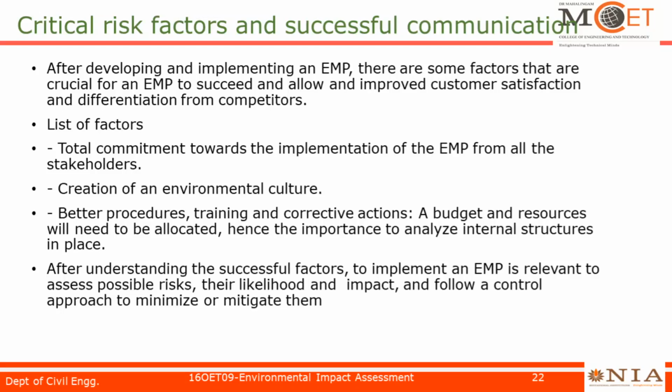So, after understanding the successful factors to implement an EMP, it is relevant to assess possible risks, their likelihood and impact, and follow a control approach to minimize or mitigate them. Right. So you'll understand what I'm speaking about in the next few slides. So these are some factors which may affect the implementation process, right? Because we need commitment from the team. We need them to create an environmental culture. We need some training and better procedures to be followed, corrective actions to be taken. A budget is required, right?